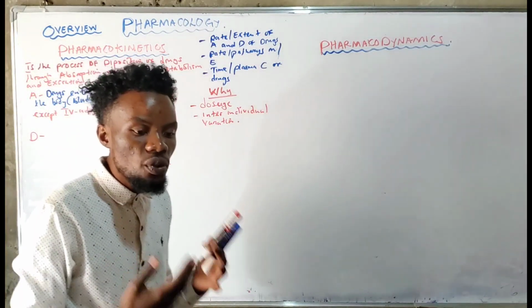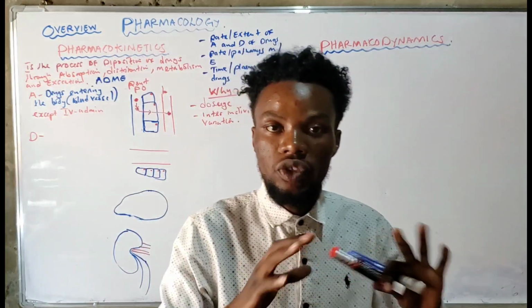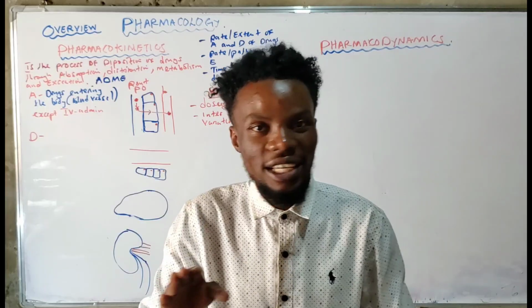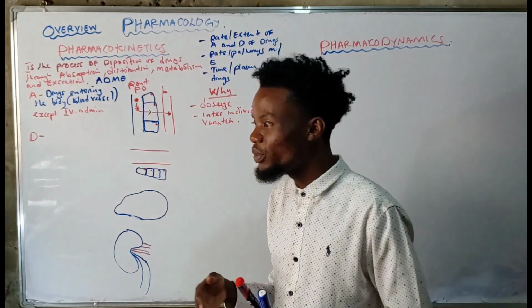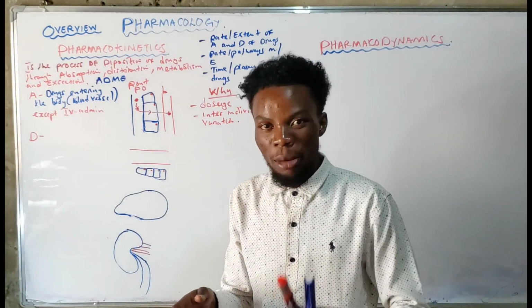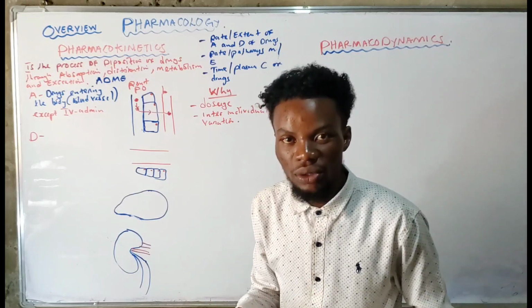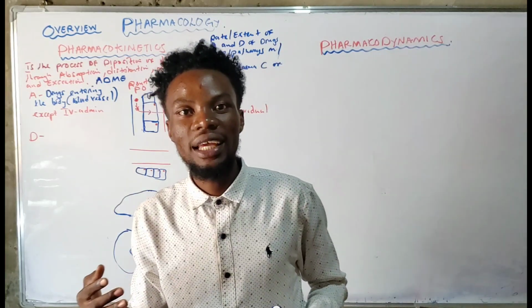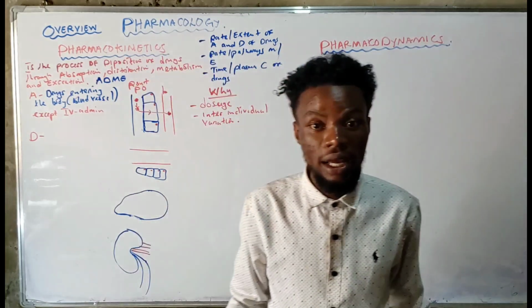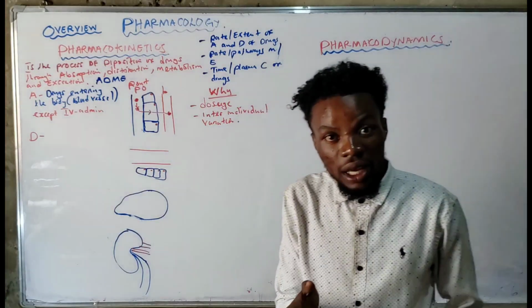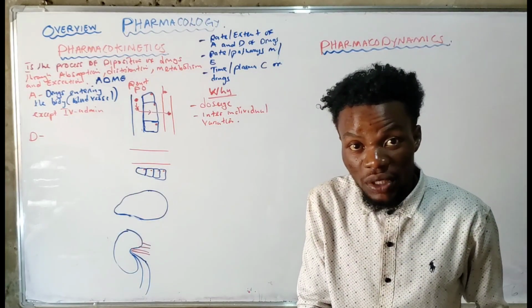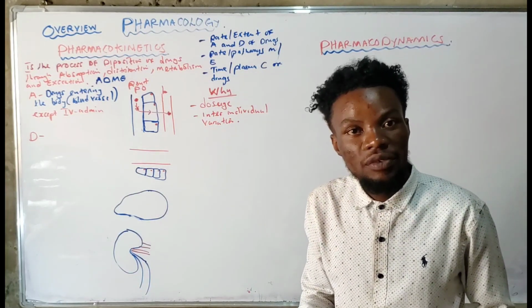Now, distribution talks about what? How the drug is moving around the body. It's just moving like that. Okay, it is moving from one place to another, but it doesn't end there. What does it do? It also enters into the interstitial space where the cells are. So basically they need to pass the cell membranes, the endothelial lining of the blood vessels there.